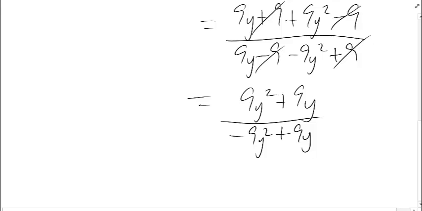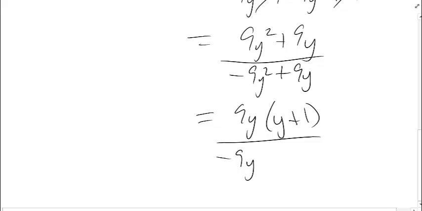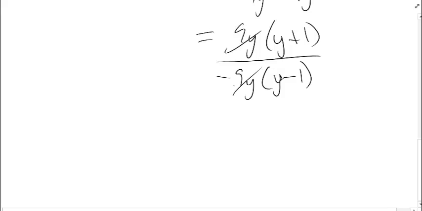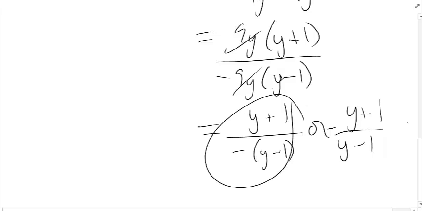We cannot cancel anything top and bottom until it's multiplication, so we've got to factor things out. So we'll get a 9y on the top, that gives us y plus 1. On the bottom we've got negative 9y, that gives us y minus 1. Now we can cancel the 9y and the 9y, which will give us a negative on the bottom, so that gives us y plus 1 over negative y minus 1. Or we could write it y plus 1, put the negative out in the front, and we get y minus 1 there. Doesn't really matter how you write it, and Alex isn't going to care how you put it. So this is right, and this is right, either way is good.